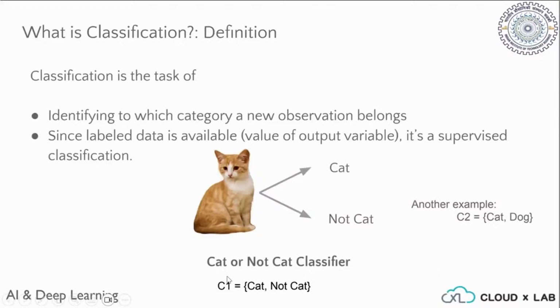One question. For the other example which you said, cat and dog, the model will give three outputs, right? Whether the image is cat, whether the image is dog, or whether the image is neither. No, in that case, the model is doing multi-class classification, because we are having more than two classes, right?